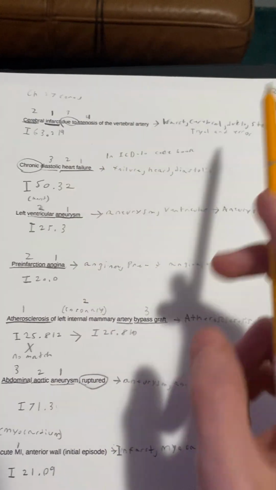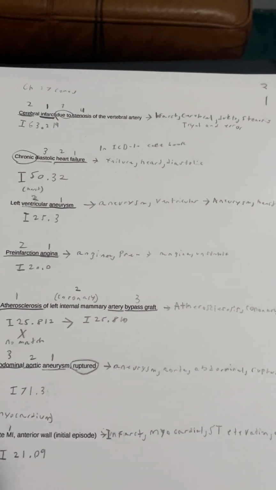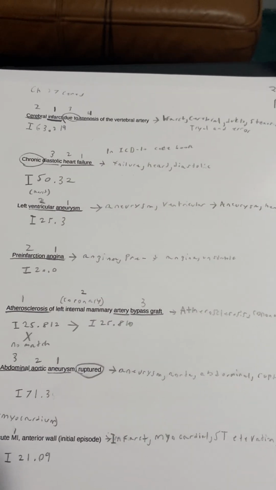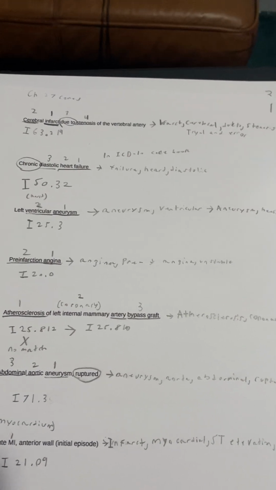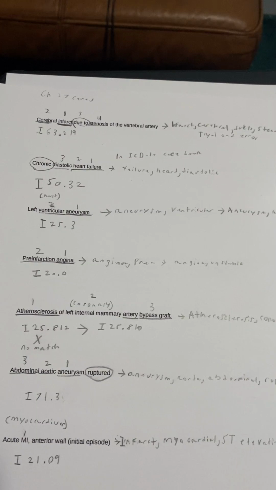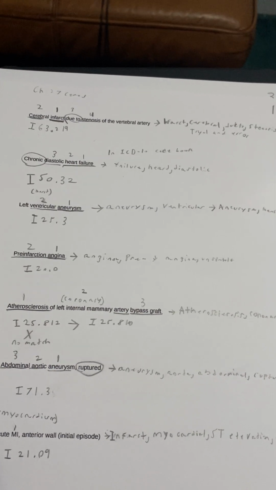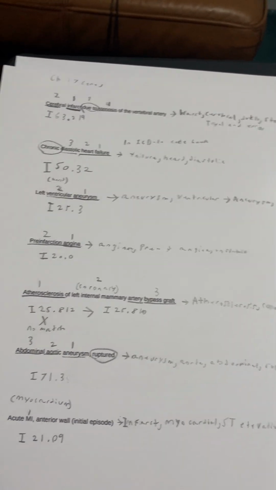I63.219, which does stand for cerebral infarction due to unspecified occlusion or stenosis of unspecified cerebral artery.